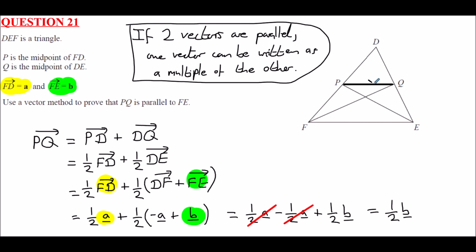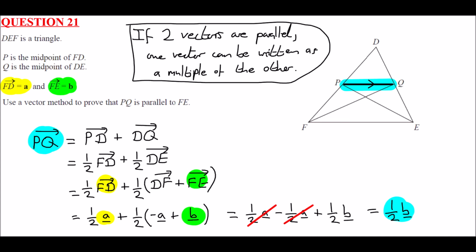So from P to Q we've worked out, so we're almost done now, we've done the hard work. We've shown that's half of B, and vector B is from F to E. So we've shown that from P to Q is half the distance from F to E, and therefore that the vector from P to Q is half the size of the vector from F to E, because half of B is half of B.